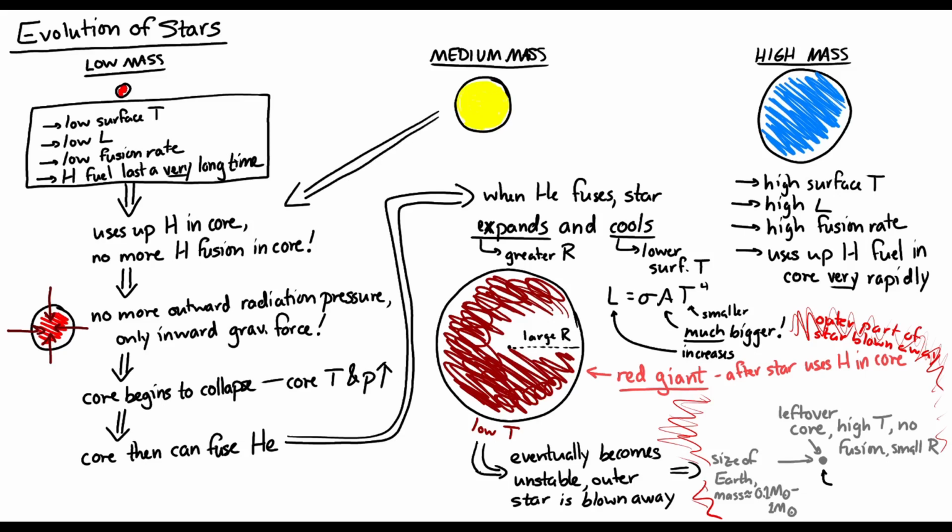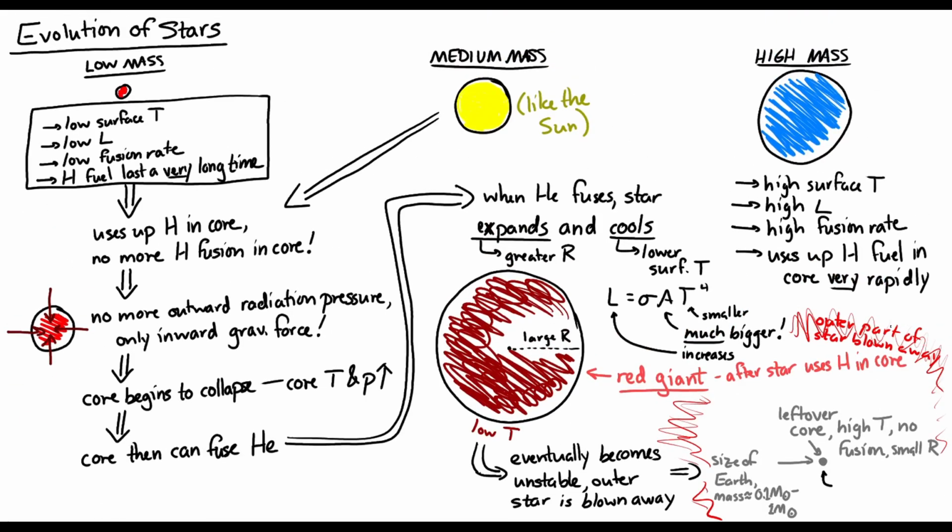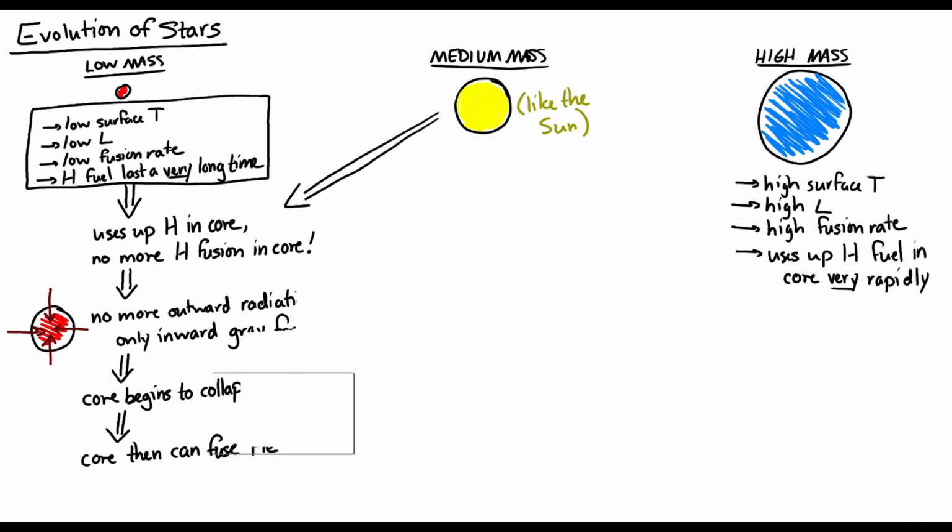So, for example, our sun will eventually do what I just described. It will run out of the hydrogen fuel in the core, it will become a red giant. Eventually, the outer part of the sun will be blown away, and all that will be left is the exposed core of the sun, which we will call a white dwarf. For high-mass stars, it's quite different.